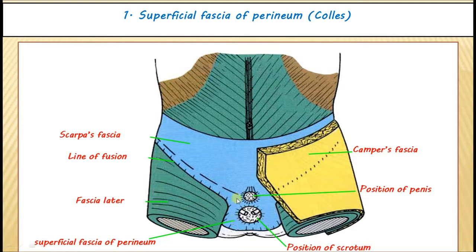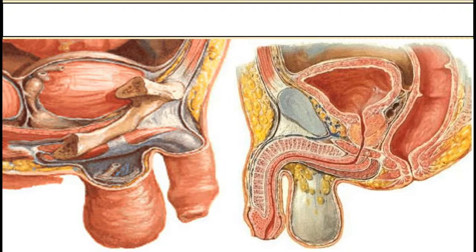Then actually it is continuous with the fascia of the penis, and finally it goes and attaches to the posterior part of the perineal membrane. So thereby it forms the anterior most boundary of the superficial perineal pouch. So now we are able to see the skin, and deep to the skin, that is the superficial fascia.